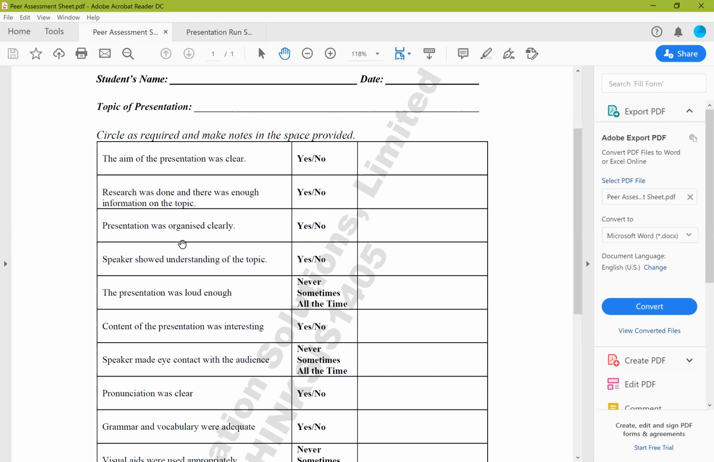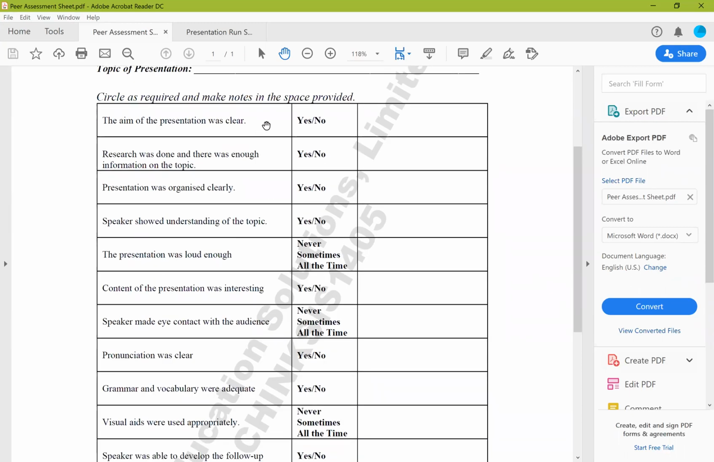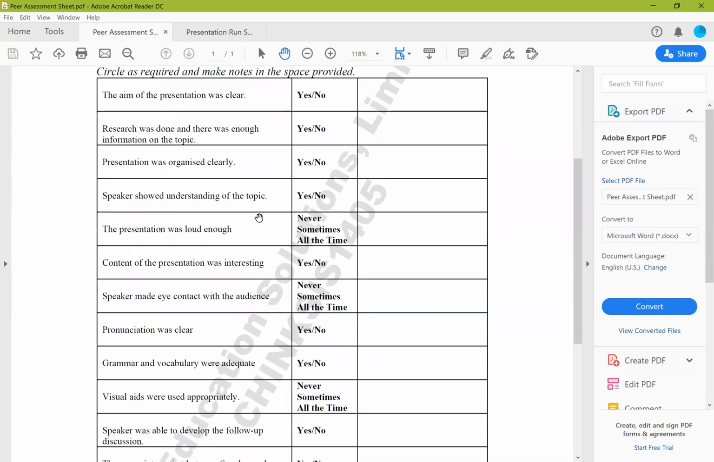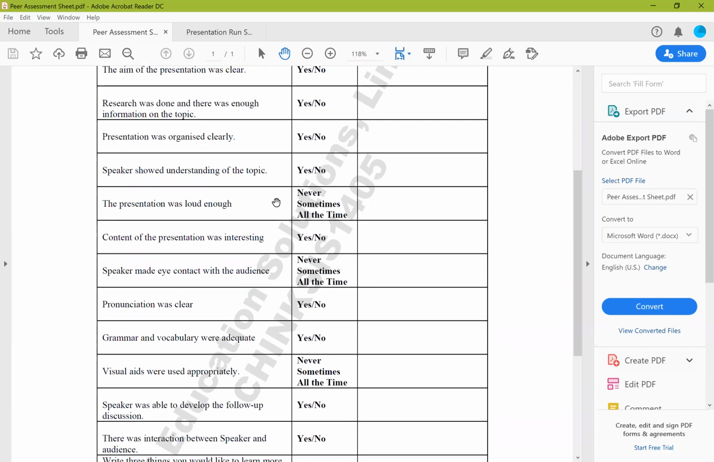So here are the things that you need to go off. The aim of the presentation was clear, so you know what they were talking about. You could see that the research was done and the presentation was well organised. If not, make a comment, give it back to the presenter so they can make those changes. Speaker understood the topic. This means that the speaker's not reading off anything. They know about the topic. You could actually hear them.